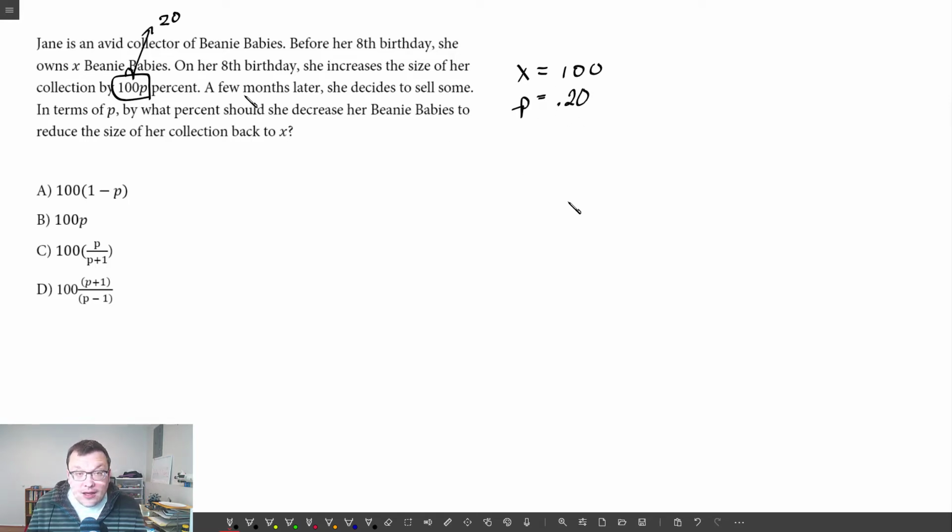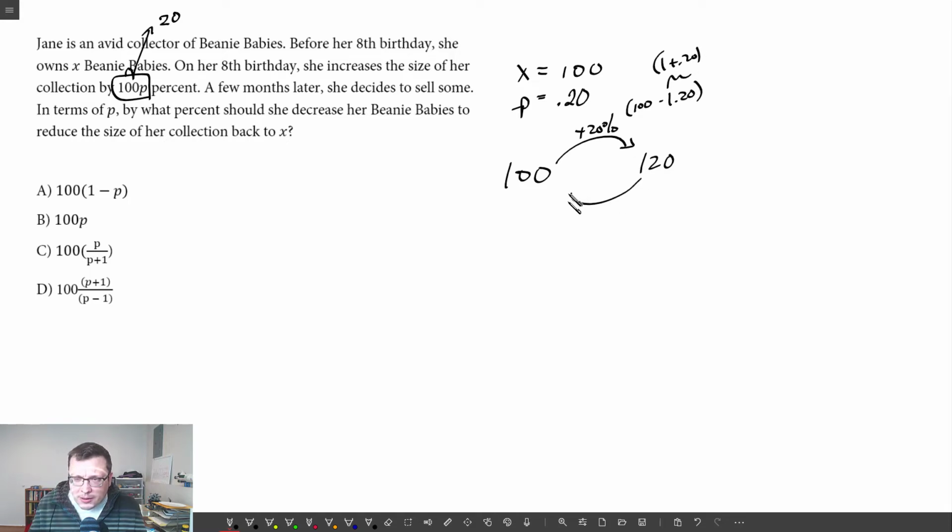So first she's going to increase the size of her collection by 20%. We're going to increase 100 by 20%. That's easy to figure out: that's 120. If you're not sure, we basically just multiply it by 1.20, and that 1.20 comes from 1 plus 20% as a decimal.